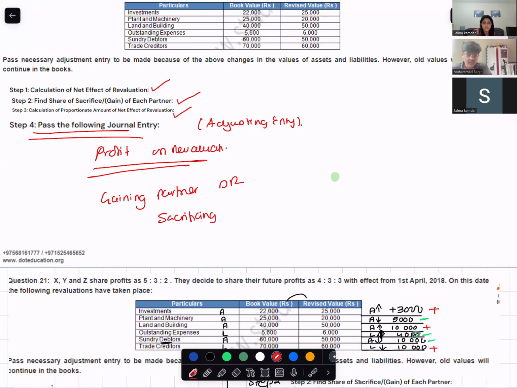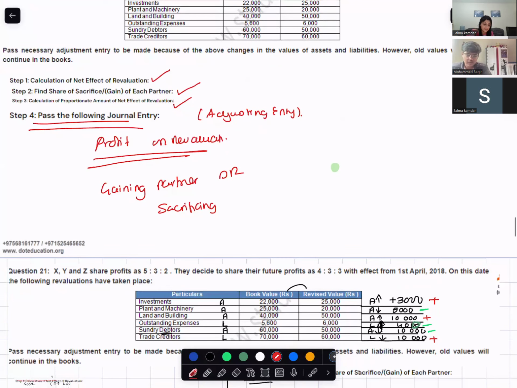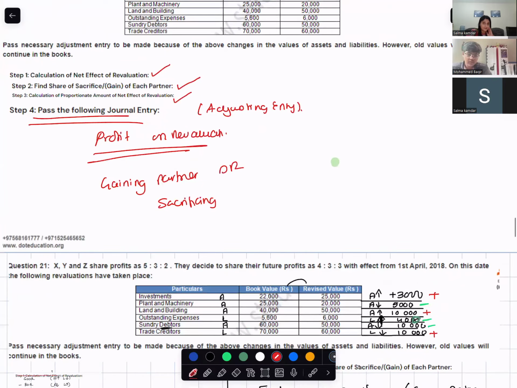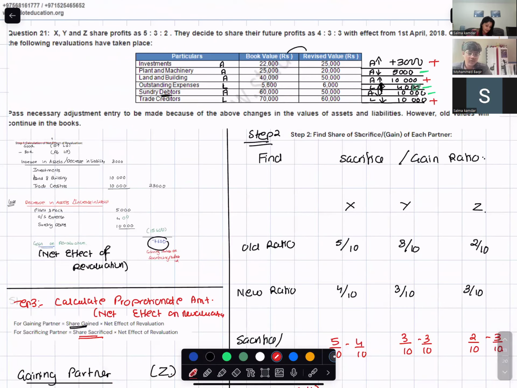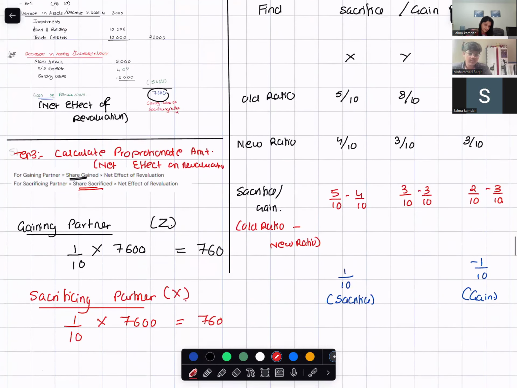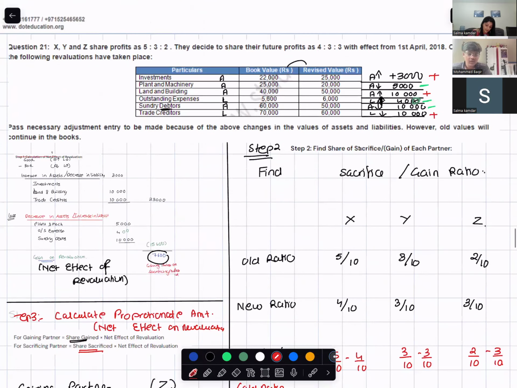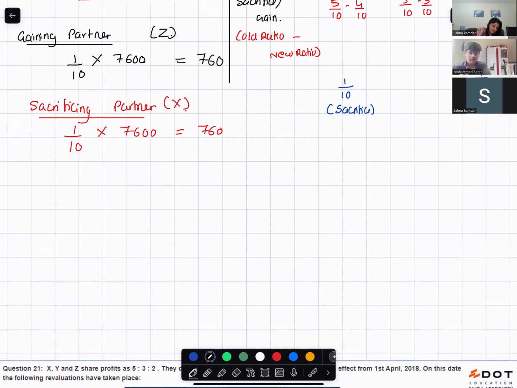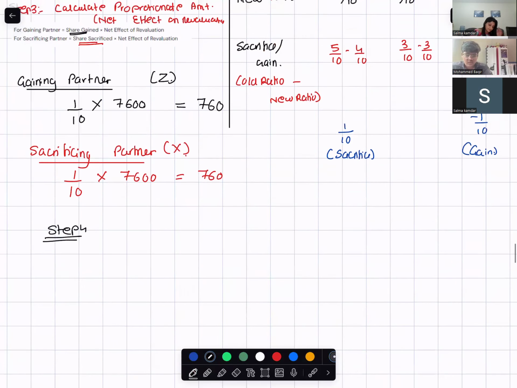So it would be gaining partner debit, sacrificing partner credit. So what would be the journal entry? Have they told us anything about fixed capital method or anything? No, they haven't. So step number 4 is our main answer.